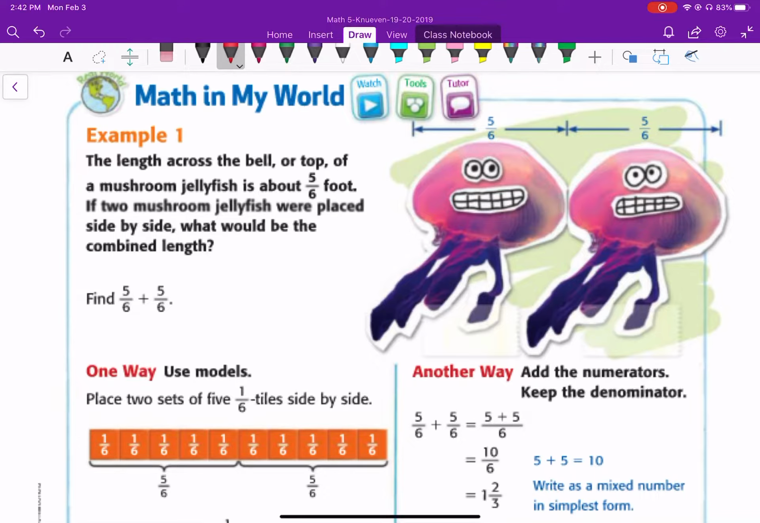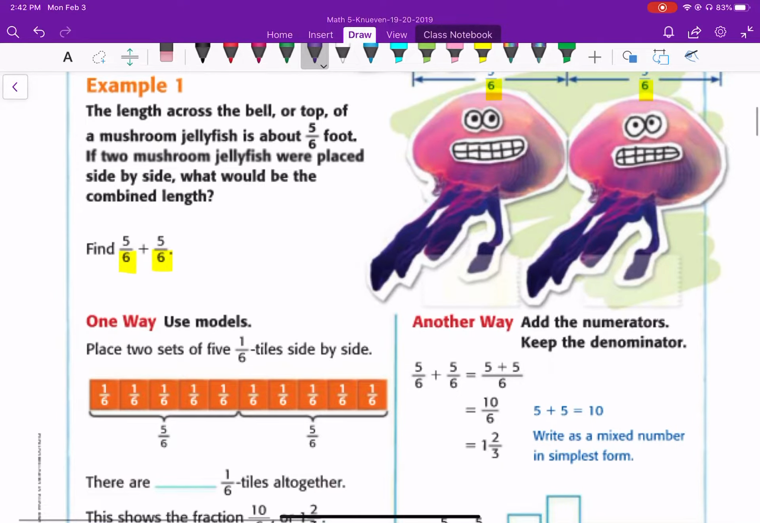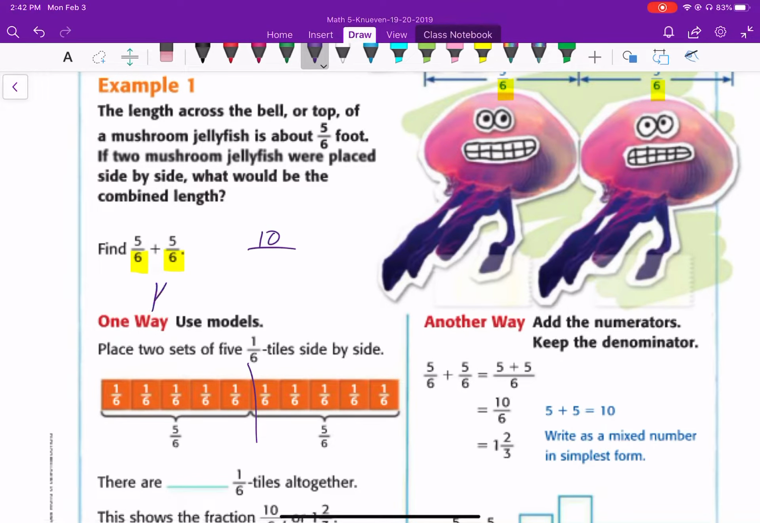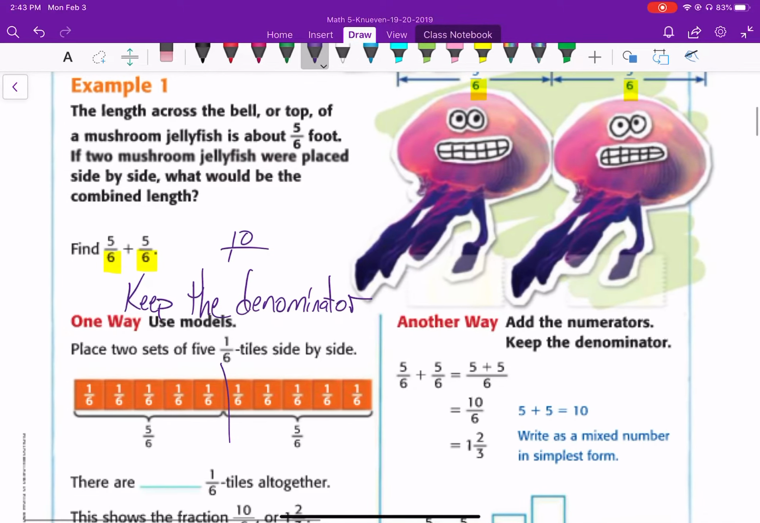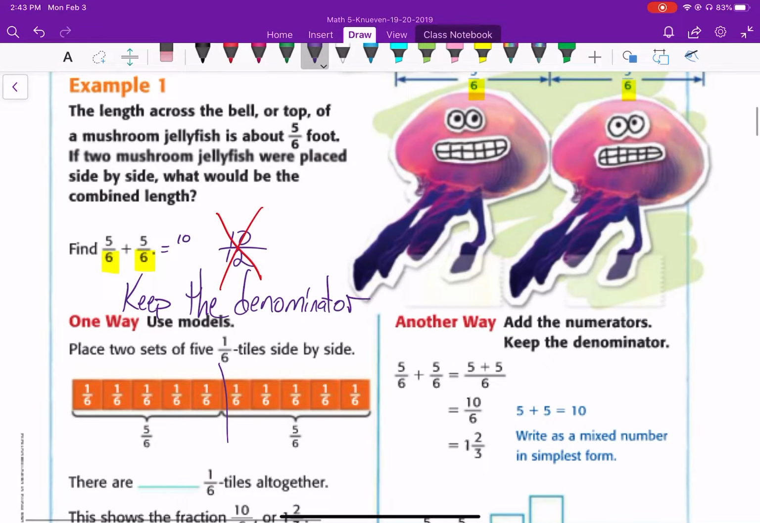Well, because they both have the same denominator, 6, I can add them and say, well, 5 plus 5 would be 10, and I keep the denominator. We do not say that this is 10/12. That would be totally wrong, right? We don't add the denominator. We simply add the numerator and say, well, that's going to be 10, and it stays out of 6.